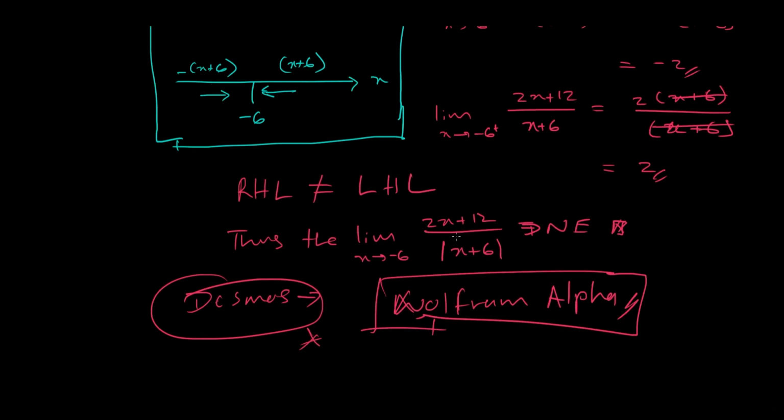You can check that this limit does not exist. Actually, the graph will look like this at minus 6. This is how the graph will look, with plus 2 and minus 2. The graph is a discontinuous graph.